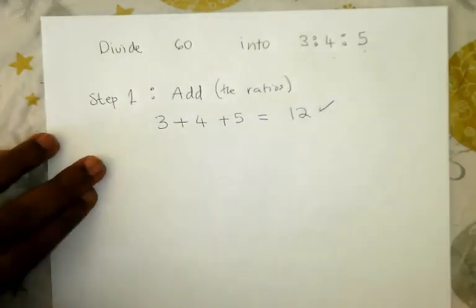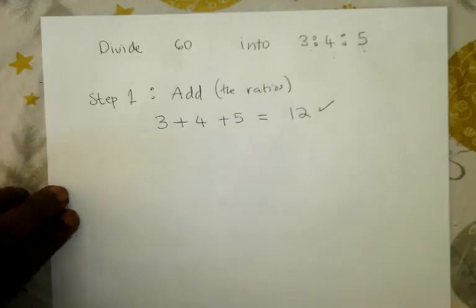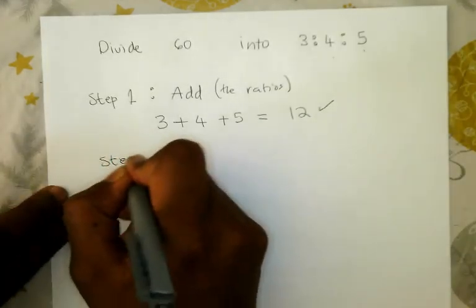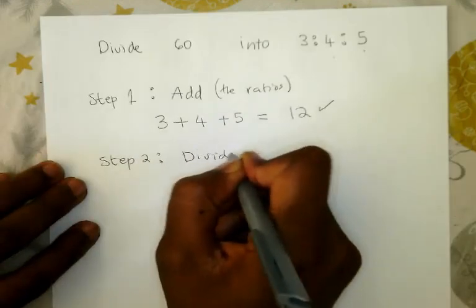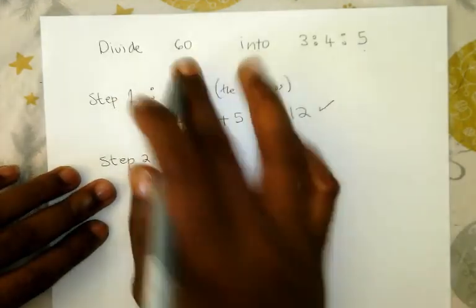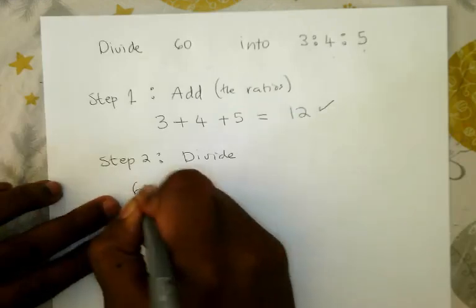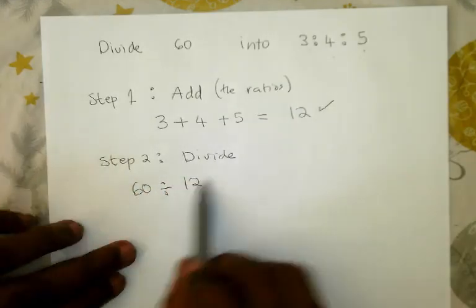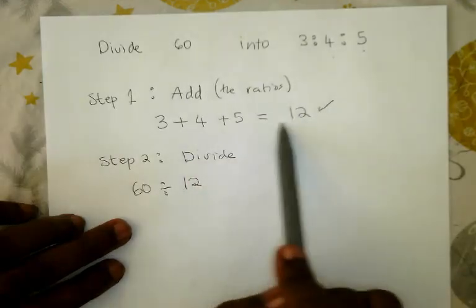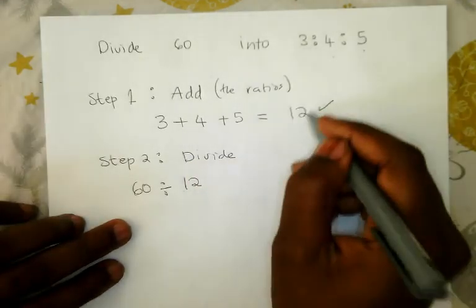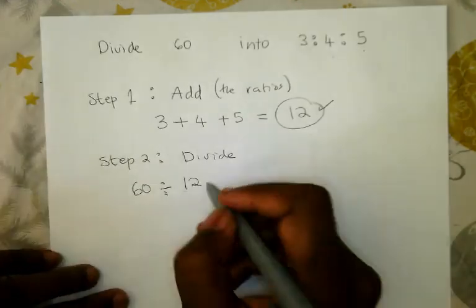And then step 2, you divide. What are you dividing? The 60 by the 12. So divide the number that you are given by the sum of the ratios. Don't forget, this number here you divide by the number there. So how much do you get? It should be a 5.